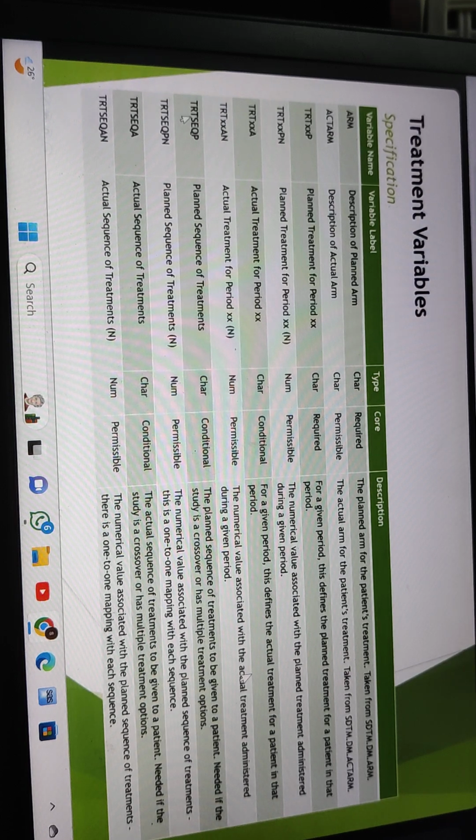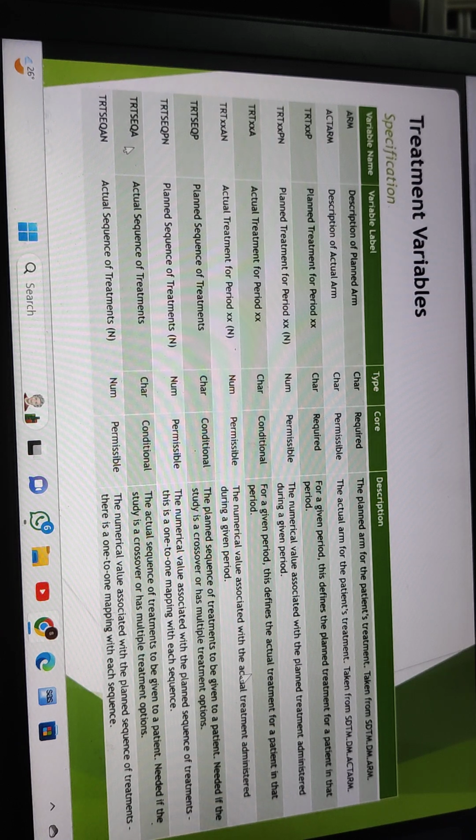And then TRTSEQP. What is the planned sequence? For example, whenever we have multiple treatments, what is the sequence? It could be ABC, BCA, or ACB, whatever the random treatment order, whatever planned path you have. This is the sequence of treatment we plan to give. And then there is a corresponding numeric: for example, ABC is 1, 2, 3, and ACB is 1, 3, 2. Likewise, we can assign that.